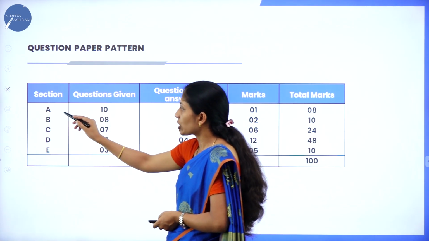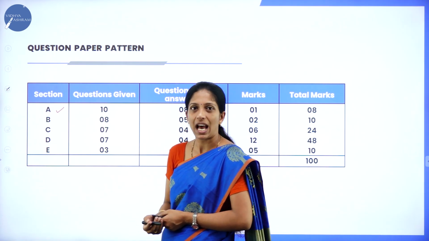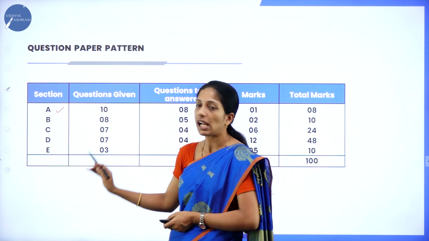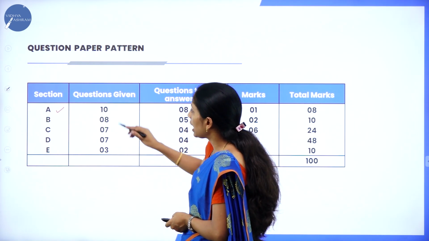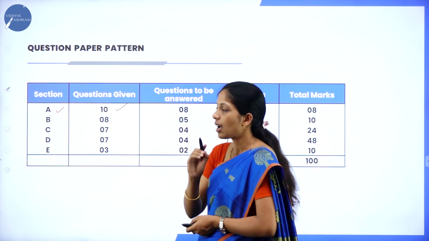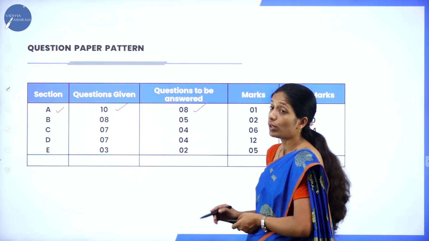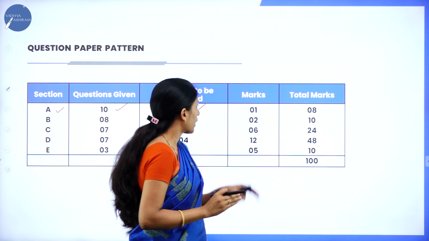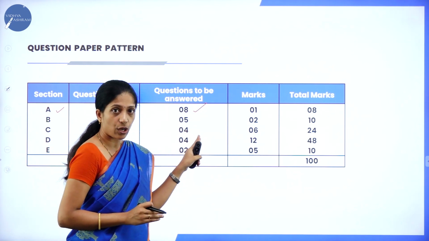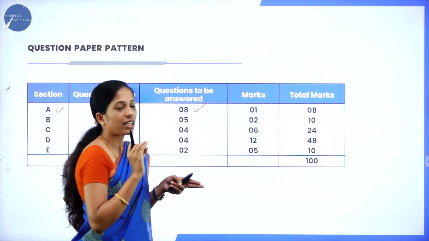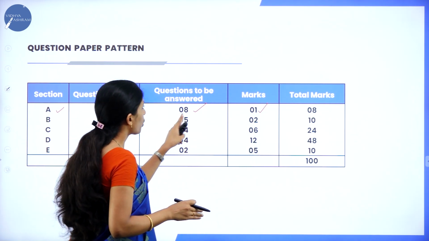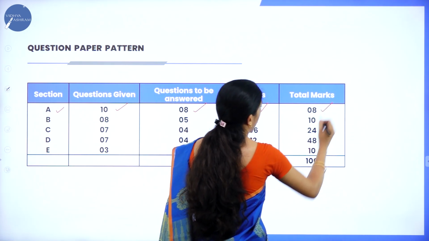Now, under section A, the whole question paper has been divided into 5 sections: A, B, C, D and E. Under section A, they will ask you 10 questions, out of which you have to answer only 8. So 2 questions will be optional for you. Each question carries 1 mark. So your section A is for 1 mark. So 8 into 1 will get 8.